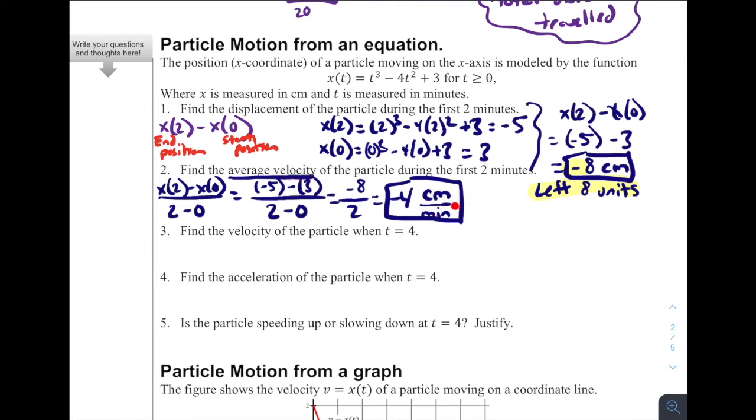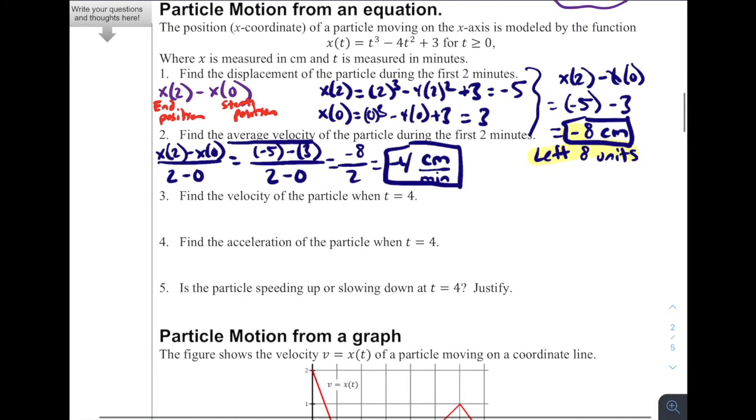So I'd expect it to be like miles per hour, right? It's our distance divided by time in terms of units for this one. Great. Number 3, find the velocity of the particle when t is equal to 4.